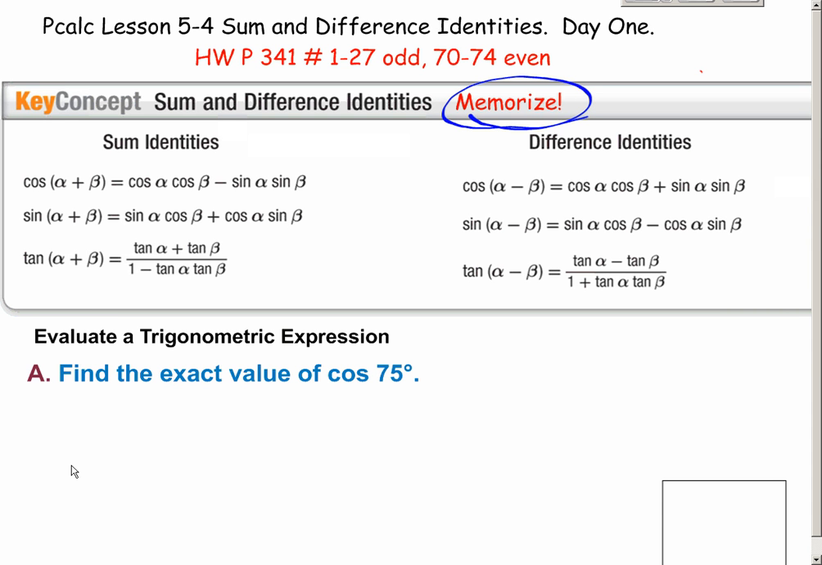Our first sum identity is for the cosine. We have the cosine of the sum of two angles. So the cosine of alpha plus beta equals the cosine of alpha, cosine beta, minus sine alpha, sine beta. These are found in your book.